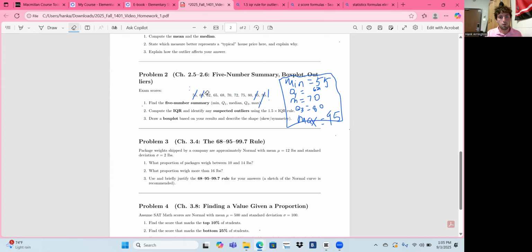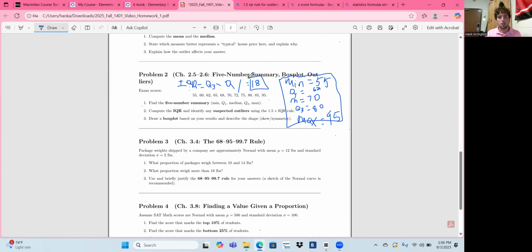All right. And then we need to find the interquartile range. The interquartile range, IQR, is equal to Q3 minus Q1. So Q3 is equal to 80 and Q1 is equal to 62. If you subtract those two, you should get an interquartile range of 18. So that is equal to our interquartile range.